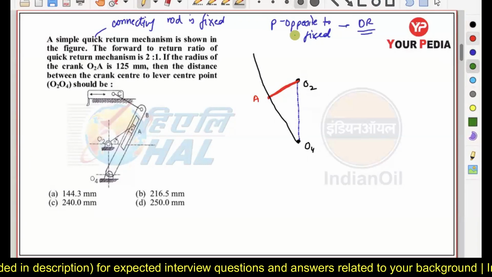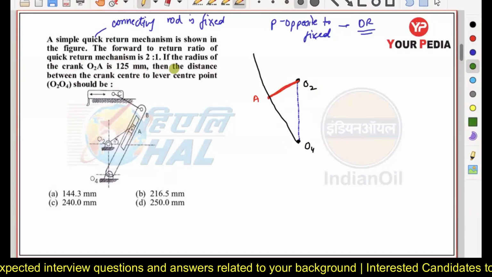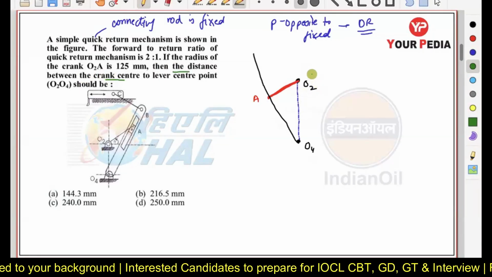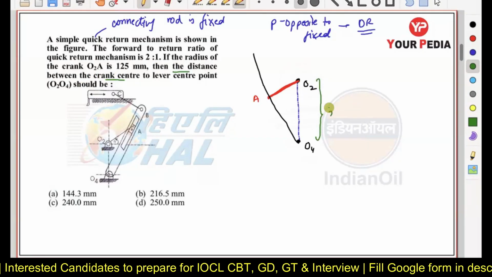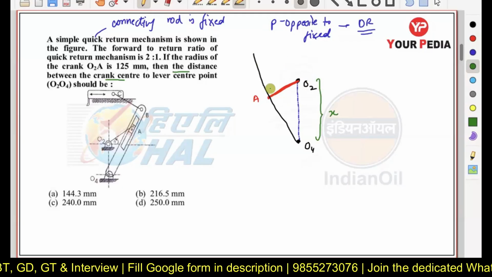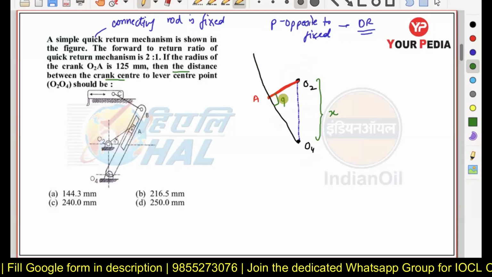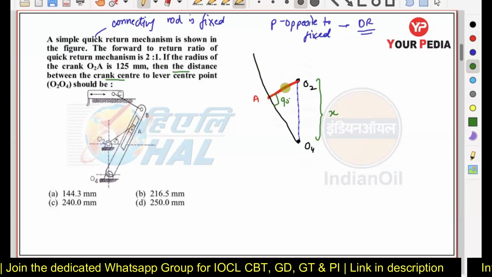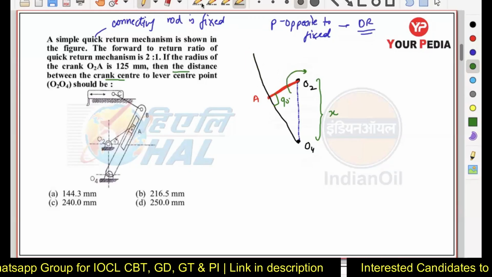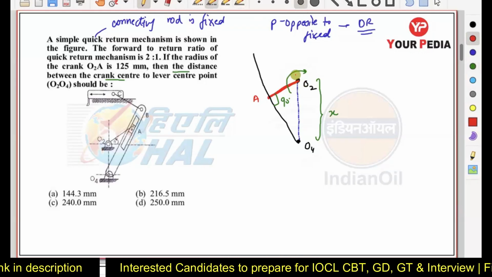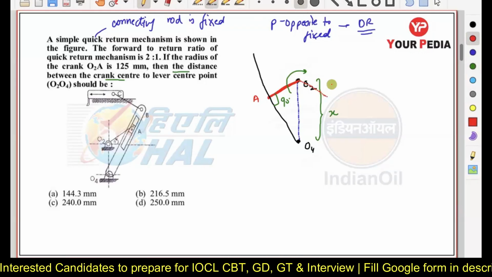Now in this case, what is happening? We have to calculate the distance between the crank center and the lever center point. So we have to find out this particular distance x here. Now just see. I am assuming now the crank is making 90 degrees at this point. That means the lever is at the extreme end here. So now as the crank rotates and reaches this particular position shown with the dotted red color line.